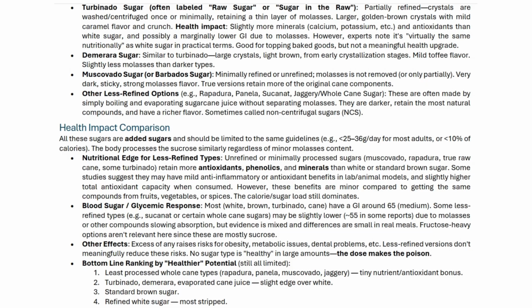Turbinado sugar, often referred to as raw sugar or sugar in the raw, is a partially refined sugar characterized by its larger golden brown crystals and mild caramel flavor. It retains a thin layer of molasses, which contributes to its slightly higher mineral content, including calcium and potassium, as well as antioxidants compared to white sugar. Despite these differences, experts assert that nutritionally, turbinado sugar is virtually equivalent to white sugar. It is best suited for topping baked goods, but does not offer significant health benefits.